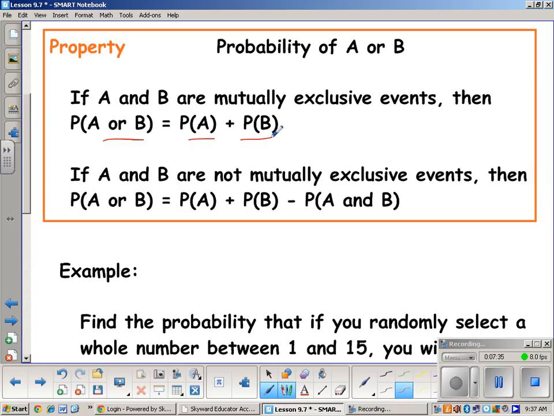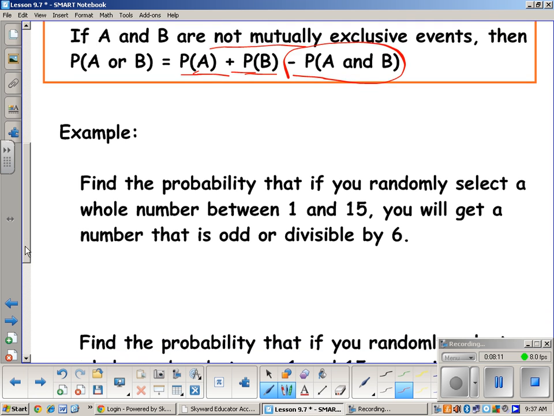Okay? Now, if they're not mutually exclusive, then the probability of A or B is equal to the probability of A plus the probability of B. In addition to that, some of those both happen at the same time, so we have to subtract that group from it. Because we added them twice. So we need to subtract the ones that we added twice, so we only count them once. Okay? So, these are the definitions.